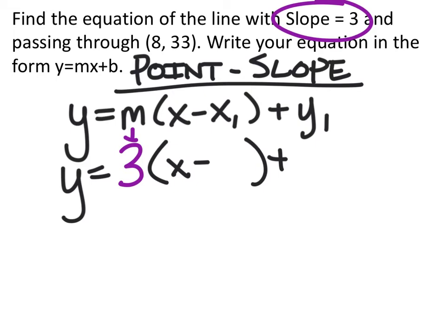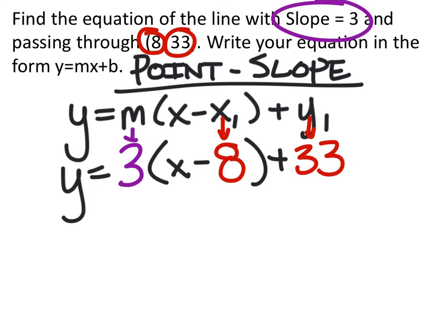Then I'm going to replace the x value here with the x value in the point, which is 8, and the y value, which is 33. Alright, now what we have is an equation that just needs to be simplified, and when we do simplify it, that will give us slope-intercept form of the line.